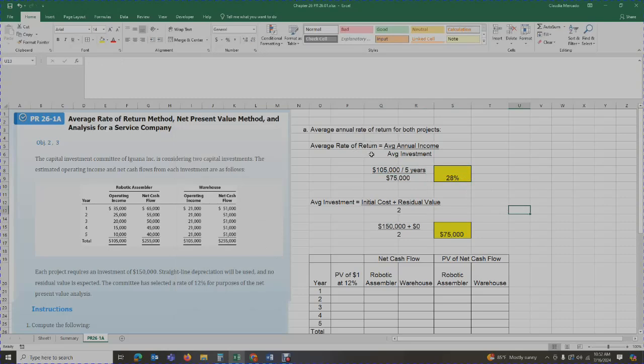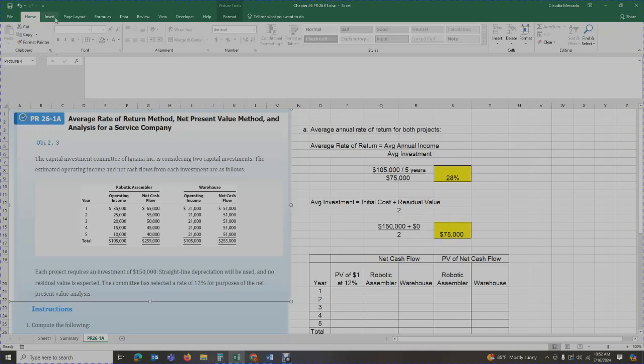So my average rate of return for either project, because both projects are going to give me 105,000 in operating income, I divide my total income for the 5 years by the 5 years to get the average annual income, and then divide by my average investment. The average investment is calculated down here: your initial cost plus your residual value divided by 2. That came up to 75,000.